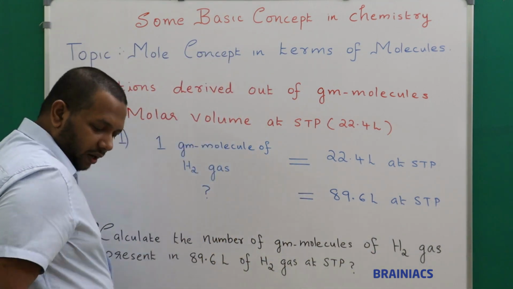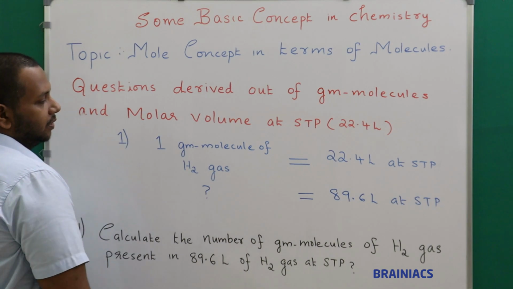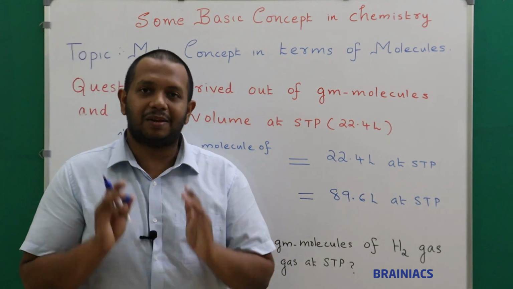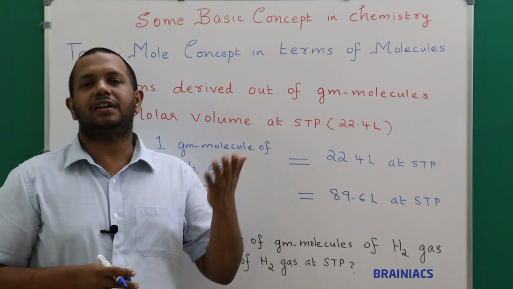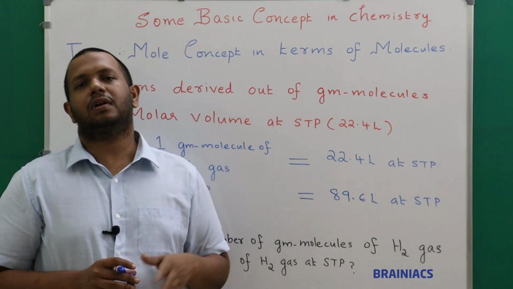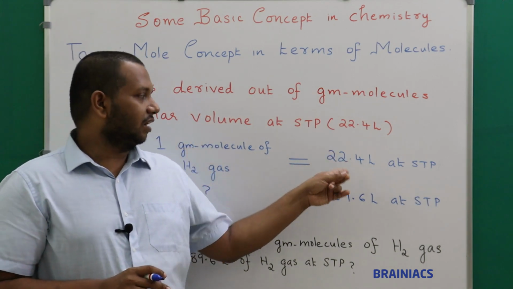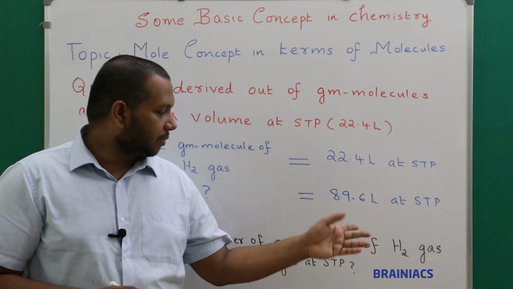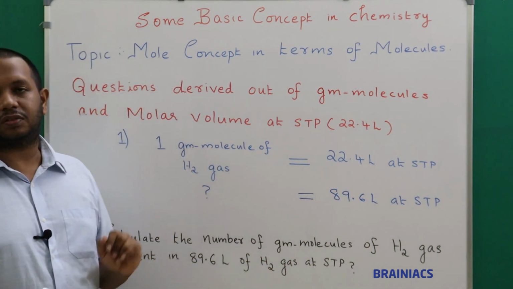Now, you can think for yourself how to convert 22.4 liters to 89.6. The fundamental method, again I am saying, is to convert this to 1 liter. How can you convert that to 1 liter? Divide by 22.4. Do the same thing on the LHS also. Then once it gets converted to 1 liter, multiply by 89.6. So do the same thing on the LHS, and you will get the corresponding answer.